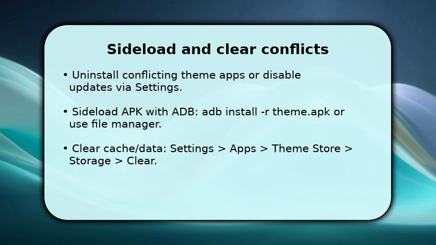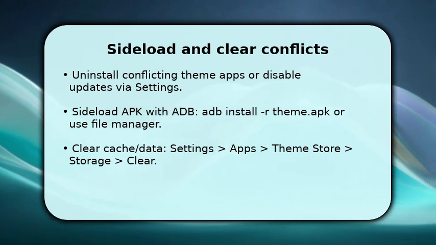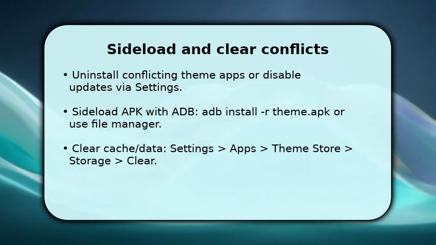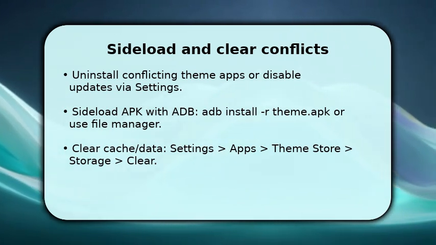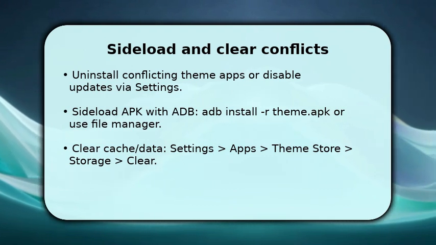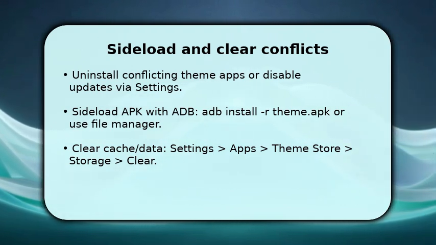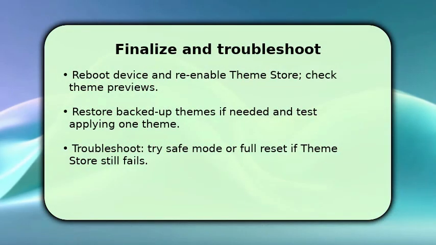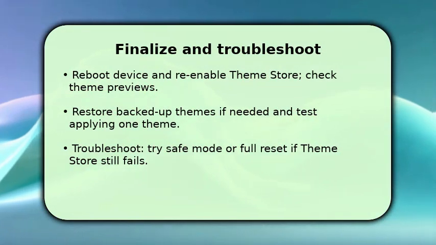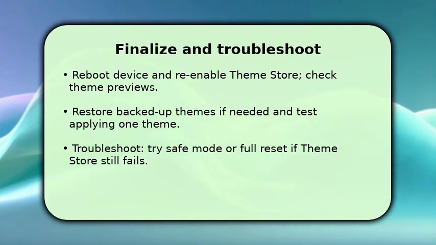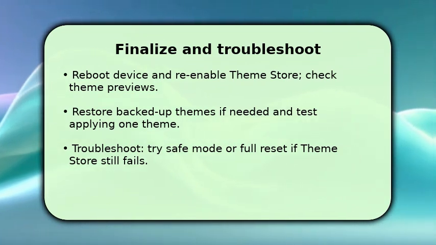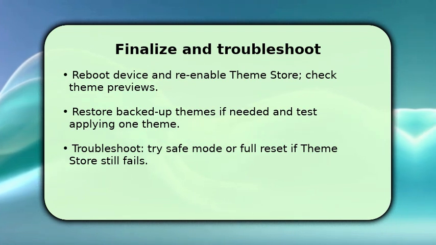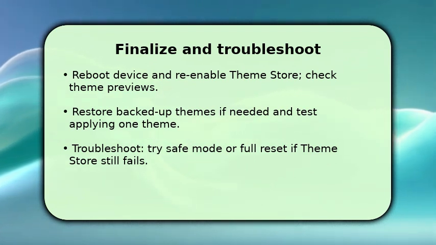Once installed, go to Settings, Apps, Theme Store and clear cache and data to remove corrupt entries. These actions fix permission mismatches and corrupted caches that commonly prevent the theme store from functioning. You finish by rebooting the phone so system services restart and the theme store can register properly. After reboot, open the theme store, browse previews, and apply a simple theme to confirm functionality.